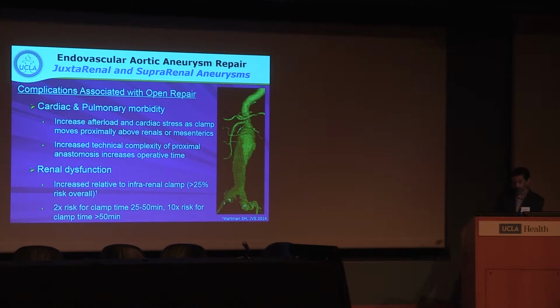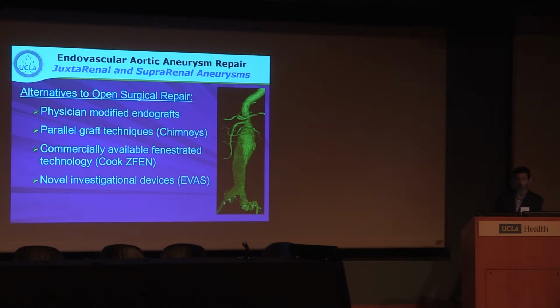And this is where we really want to see some progress, obviously, because these more challenging aneurysms to treat operatively have higher degrees of complications associated with them, both from the cardiac and pulmonary standpoint, because of the more proximal clamp zones, as well as renal dysfunction. These patients, certainly with juxtarenal aneurysms, have a higher rate of renal dysfunction after open repair compared to those undergoing infrarenal repair, and that risk of renal dysfunction increases as our clamp time increases as well. So these are all the reasons we want an endovascular strategy for these patients, but until a few years ago, there really wasn't a good option.